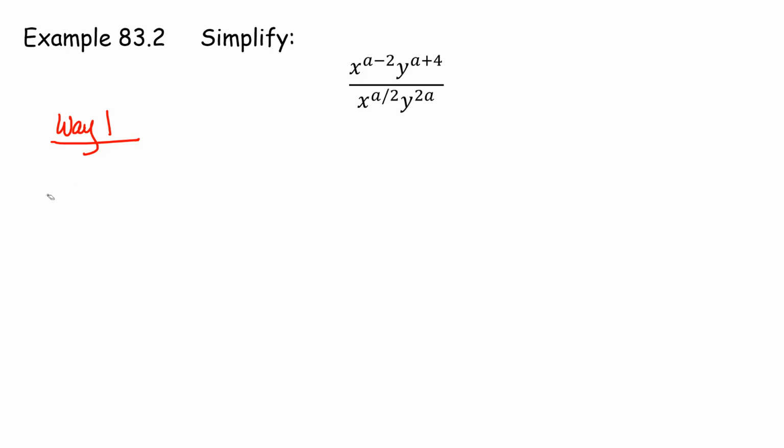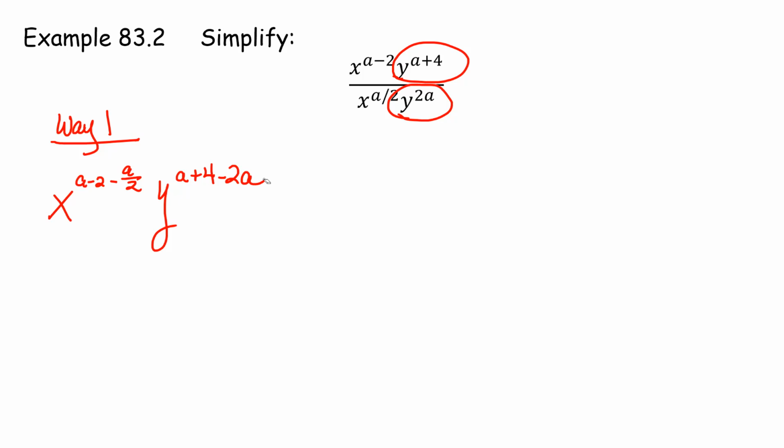So those are like bases. They both have an x for their base. So that's going to be x to the a minus 2 minus a over 2. Because again, if you divide like bases, you can subtract the exponents. And then for the y's, I've got y to the a plus 4 divided by y to the 2a. Since those are like bases, they both have y for a base. I can subtract those exponents when I divide those like bases.